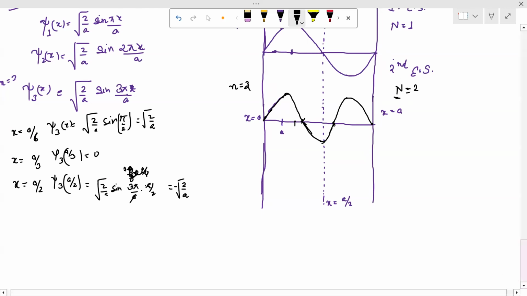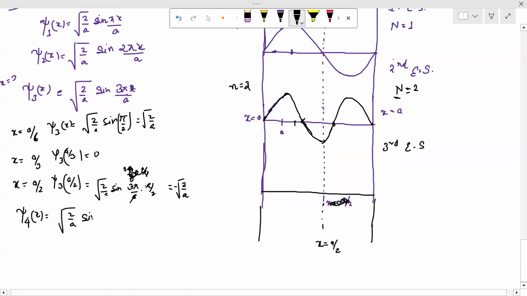Let me try, if there is a certain sense of patience left with you, then I can also make the third excited state. So we are going to draw psi n of x for the third excited state. How will it look? For the third excited state, psi of x will be equal to root over 2 upon a sine of 4 pi x upon a.